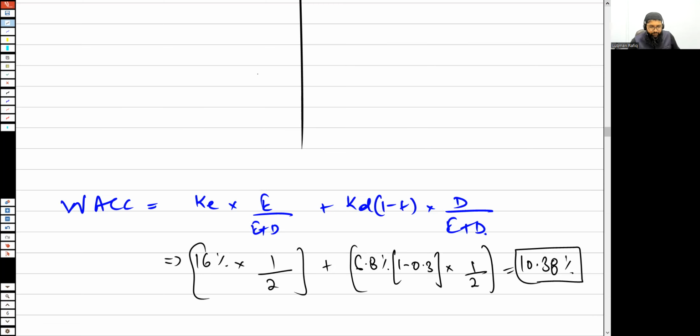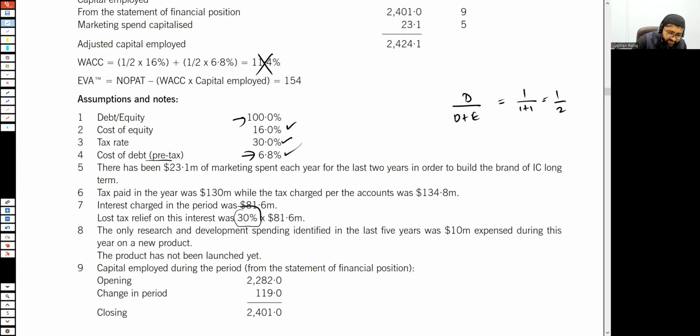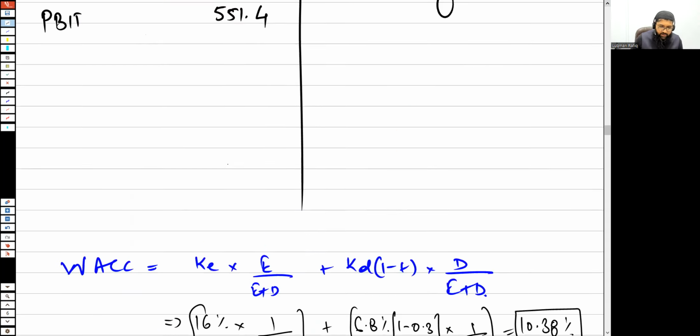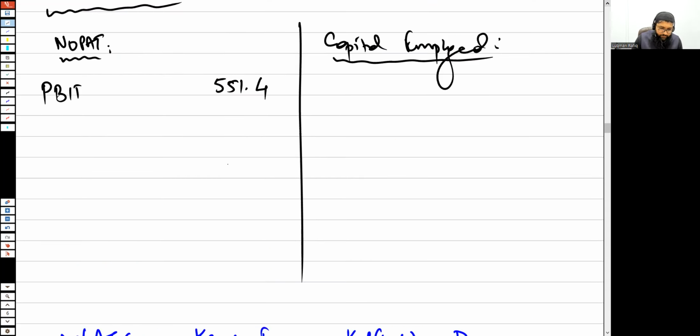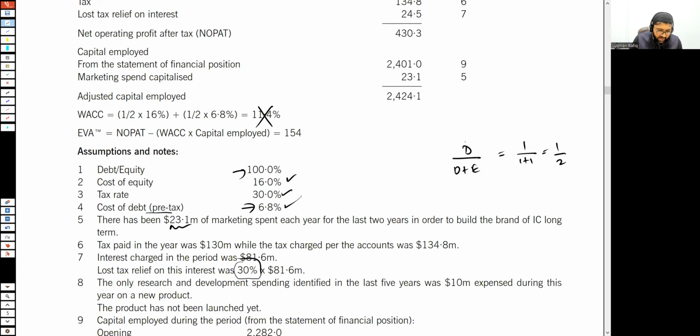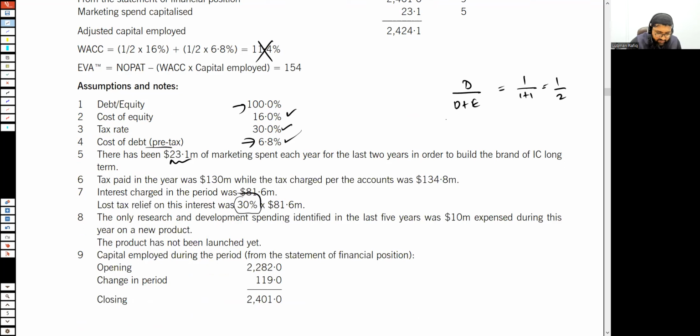Now, what next is there? Next, it says that there has been 23.1 million of marketing expense, etc. I'm just going to go about it. So I've got the NOPAT 551.4. Now it says add back non-cash expenses. I'll come to that, but let me sort out the things. There has been 23.1 million of marketing spent each year for the last 2 years in order to build the brand of IC long term.